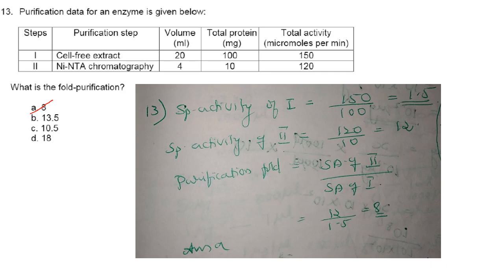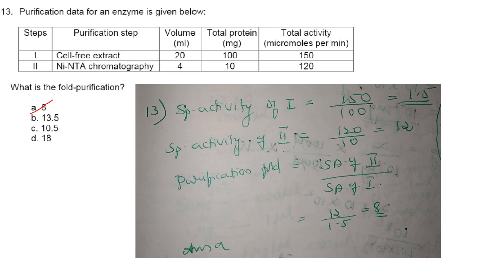So specific activity of the first one, that is the cell-free extract, will be total enzyme activity divided by total protein in milligrams per ml. So 150 divided by 100, that is 1.5. Specific activity of the nickel NTA chromatography, that is the purified sample: 120 divided by 10, that is 12.